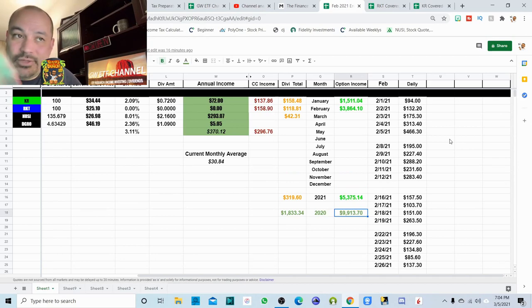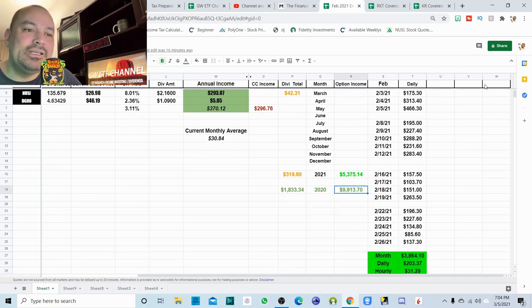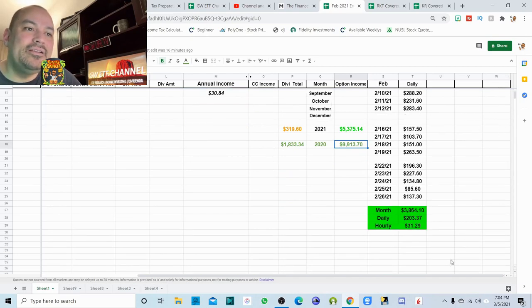I guarantee you, the month of March is not going to look like this, but I added a kind of a fun thing down here for the month, $3,864.10. So daily, this is divided by trading days. There were 19 trading days in the month of February. So I made $203.37 average. And hourly, there's 6.5 trading hours in a day. So that comes out to $31.29 an hour. It's an honest job, right?